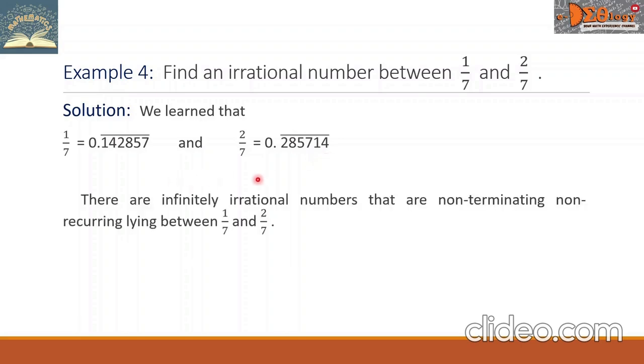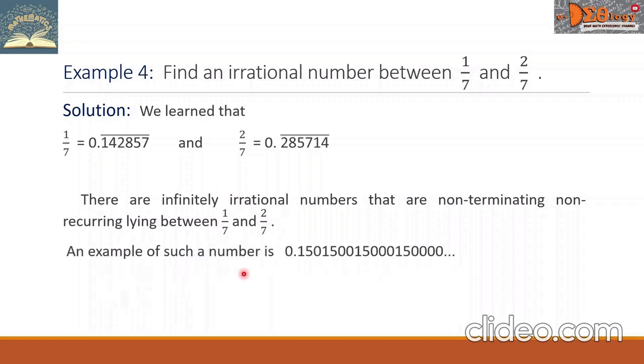There are infinitely many irrational numbers that are non-terminating, non-recurring, lying between 1 over 7 and 2 over 7. An example of such a number is 0.150, 1500, 15000, 150000, and so on.